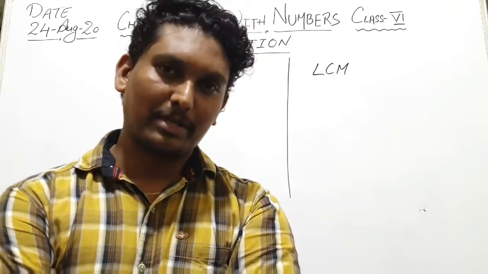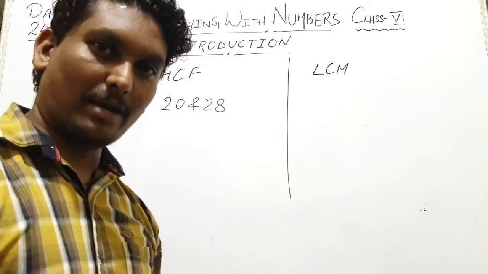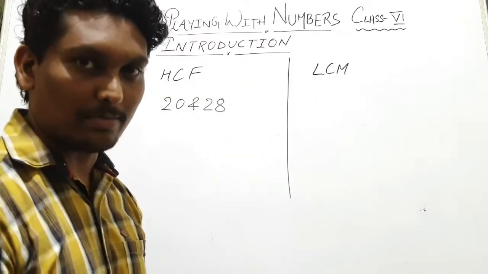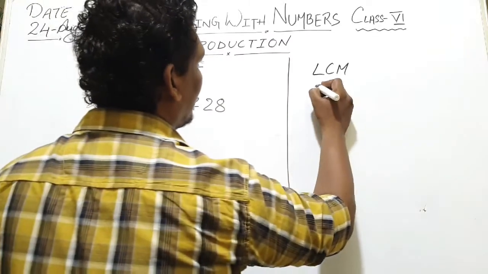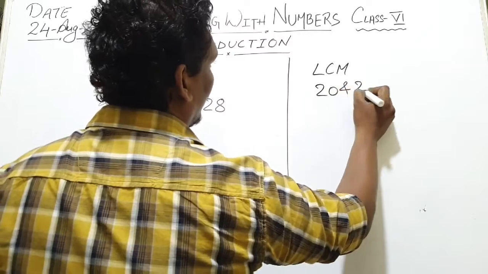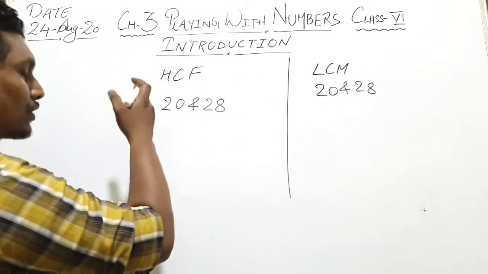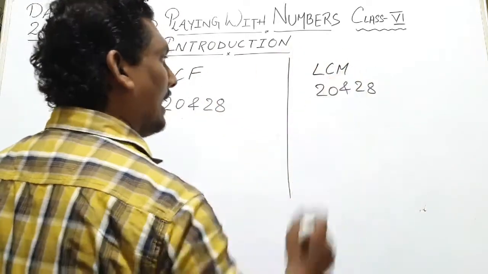Okay, now come to the next topic, that is HCF, highest common factor, then LCM, lowest common multiple. So this together we are going to find out with the same number, so it will be very clear to you what you have to do in highest common factor, that is HCF, and what you have to do in lowest common multiple, that is LCM.